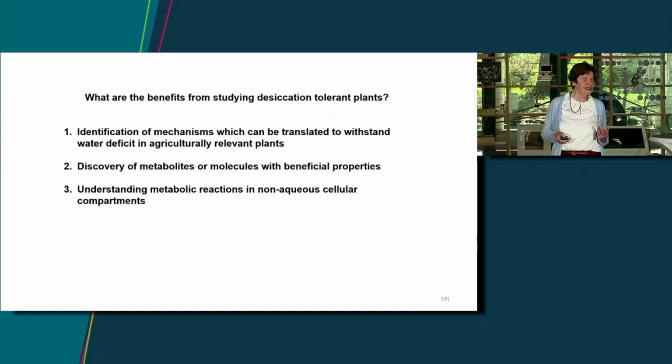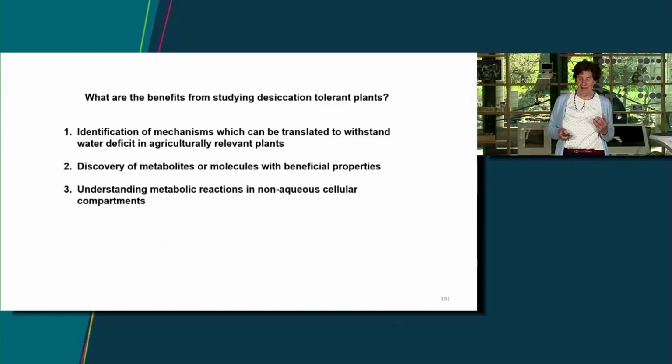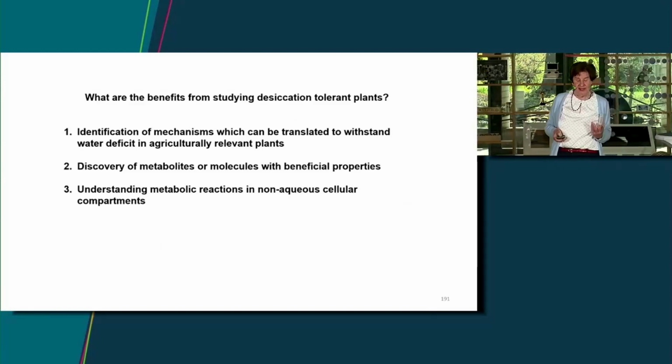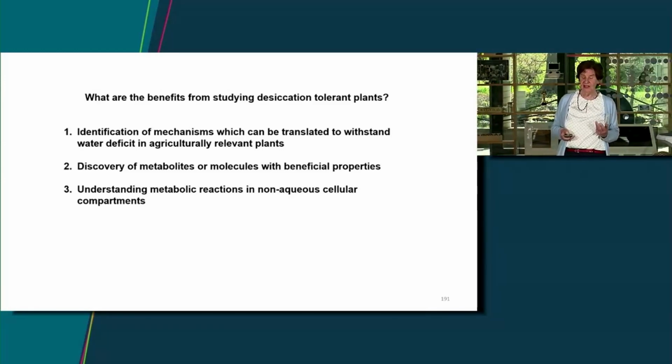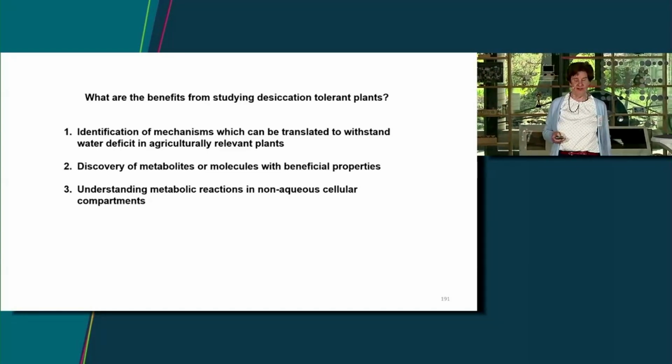And then also thirdly, and I will show you a short slide on that later, the biochemical studies might indicate how we can get a new perspective on molecular reactions, namely understanding metabolic reactions in a non-aqueous cellular compartment. And of the third aspect, we know the least. But this is something we would like to study also going into the future.